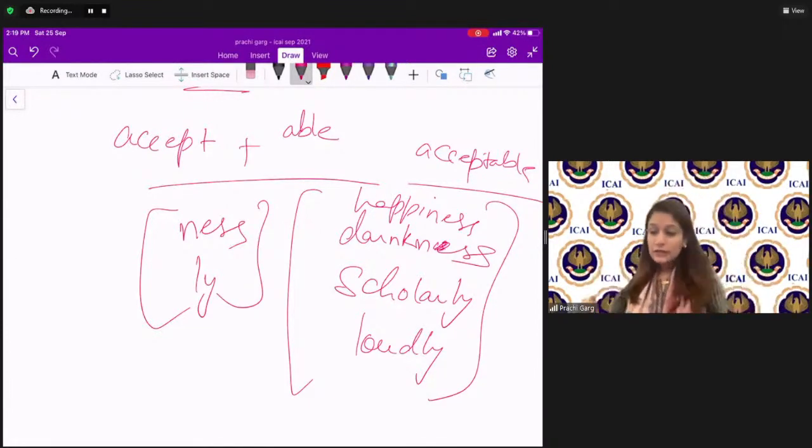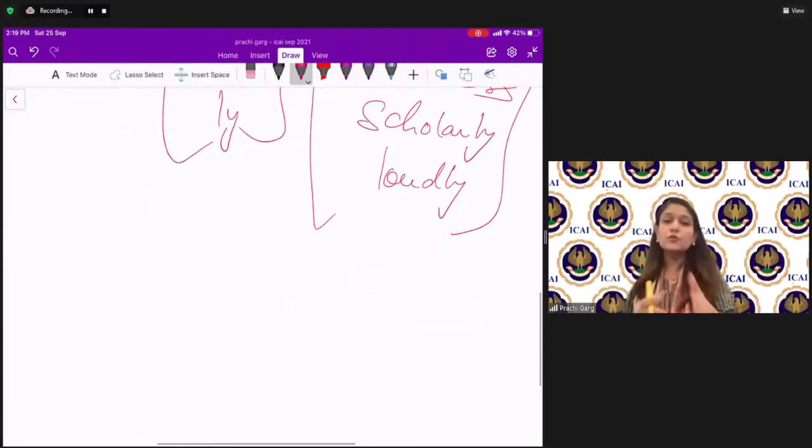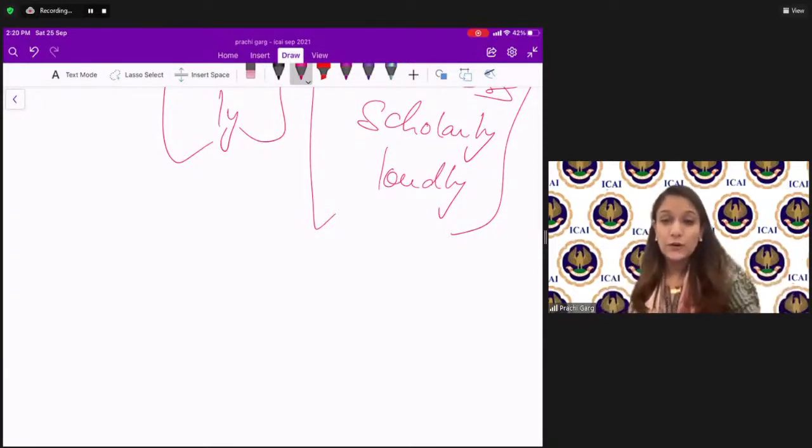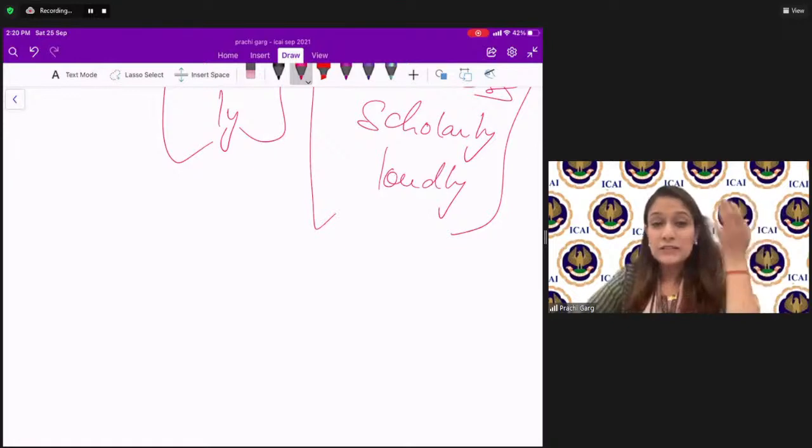Okay. Now, before I start with the rules and how you can add the prefix and suffix and how things change, why are we doing this? This is very important from the perspective of vocabulary. If you have a knowledge of prefix and suffix, you can make words, right? You learn about different words.